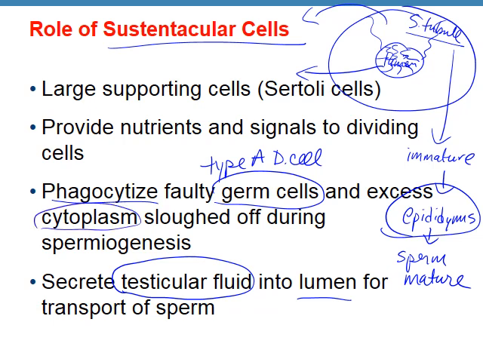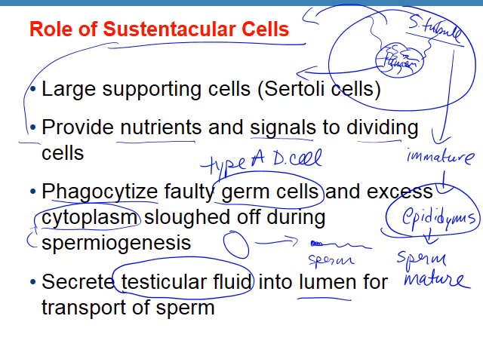Remember during spermiogenesis, when we have that cytoplasm, we're going from this nice round cell into kind of this fine-tuned cell, which is sperm, right? When we go from spermatids to sperm, that cytoplasm sloughs off. The sustenacular cell also provides nutrients, signals for the cell to divide. So we call it a supporting cell. It's called the sustenacular cell.